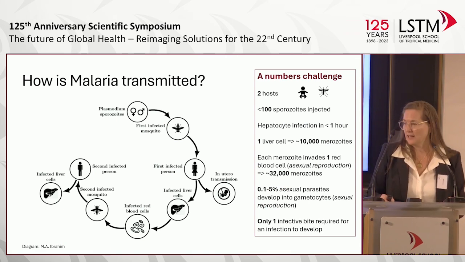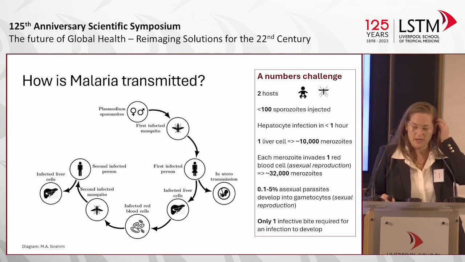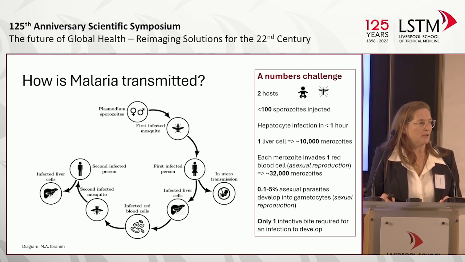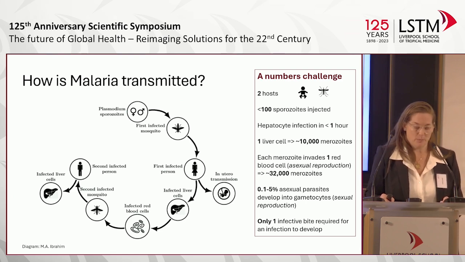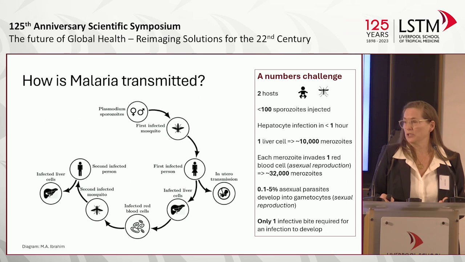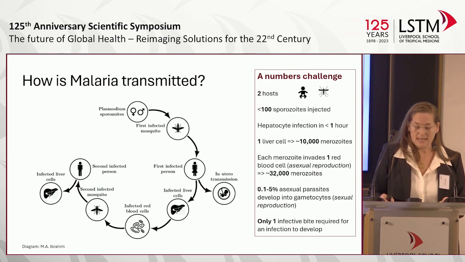So we've seen Adrian put up a more complex life cycle than this one. But the point I wanted to make here was that malaria needs two hosts. It needs the mosquito and it needs the human. It uses humans to procreate, and only one infectious bite from a mosquito is needed to develop into a full-blown infection. Parasites in the salivary gland of the mosquito enter the skin when the mosquito bites, and then travel to the liver where they infect liver cells. And they start to develop to the next stage.